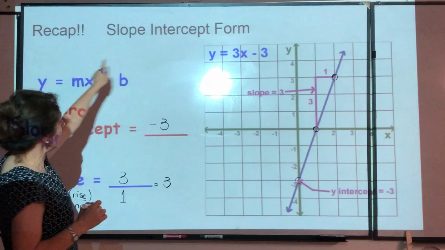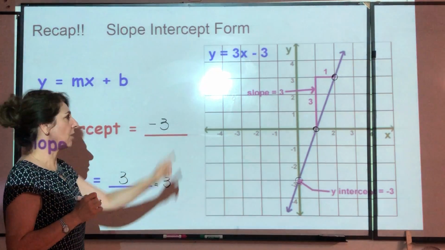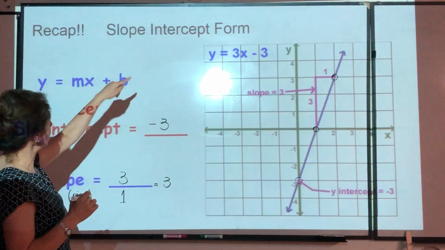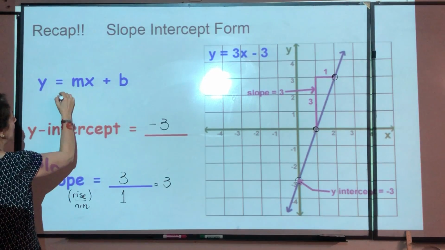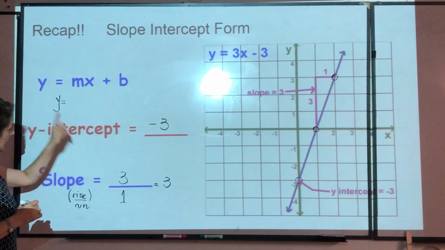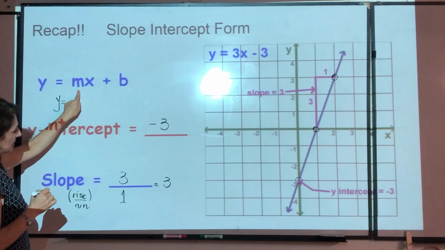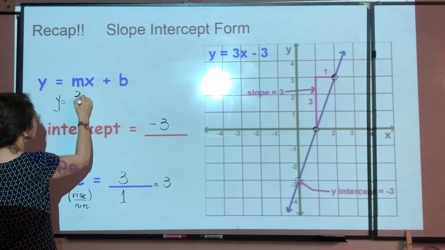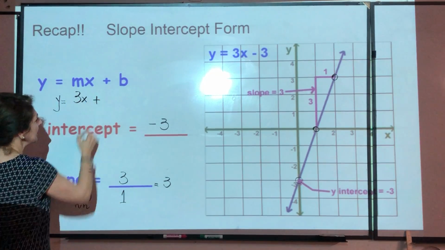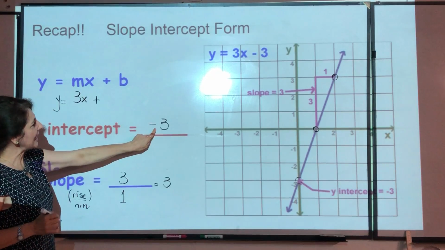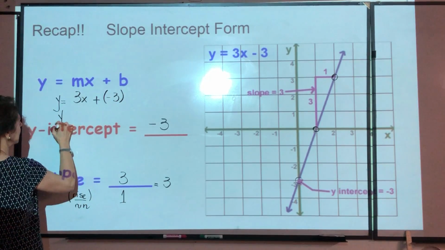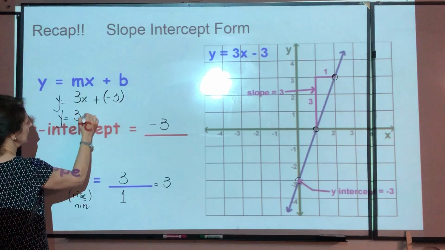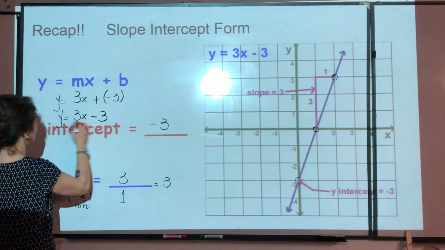So if I have to write the equation of this line in slope-intercept form, y equals mx plus b, I am going to write what? y equals mx, m is the slope, which is 3, plus b. b is -3. So the way that this line can be written is y = 3x - 3.